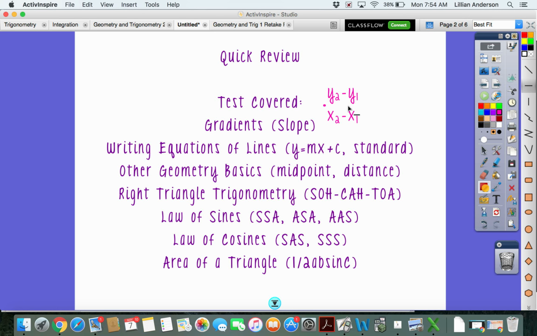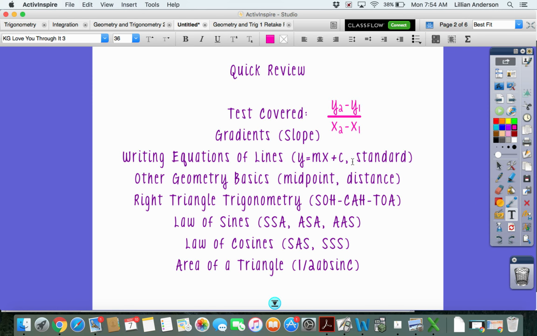Don't forget you have equations of lines. There's, of course, y equals mx plus c, which is slope-intercept, where m is the slope and c is the y-intercept. You also have standard form, which is ax plus by plus c equals 0. Of course, remember that a cannot be a negative number and it cannot be a fraction when you're writing in standard form.